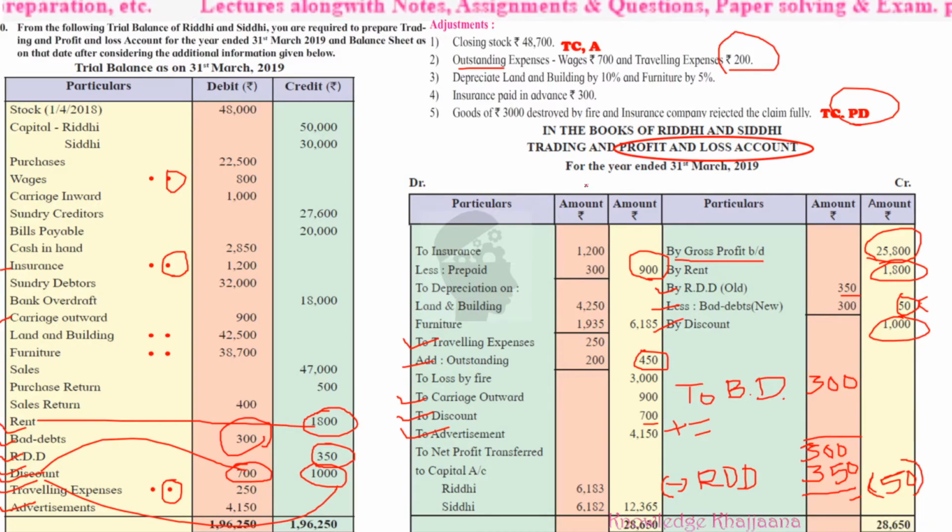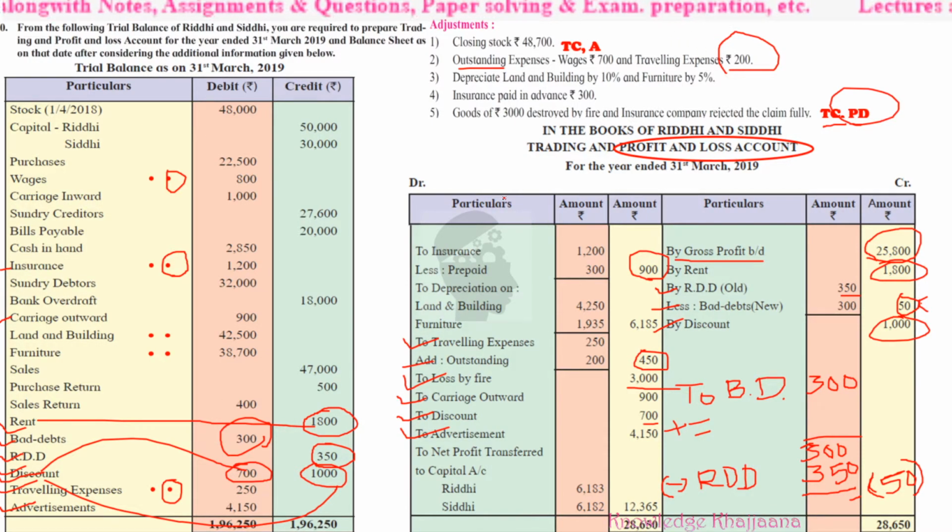See, the first recording of these goods which have been destroyed by fire, we have recorded to the trading account credit side. Now its second recording, which remained, we have to record as loss by fire, the entire amount rupees 3000. Okay, now whatever has been shown over here in the trial balance we have recorded.